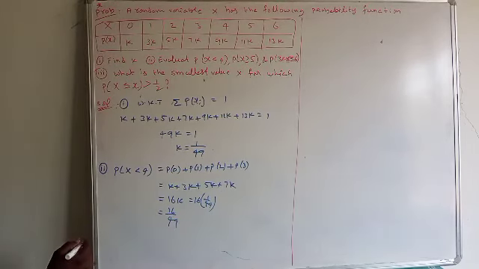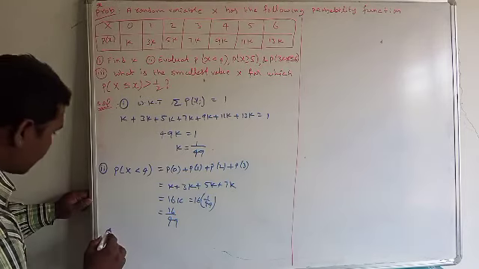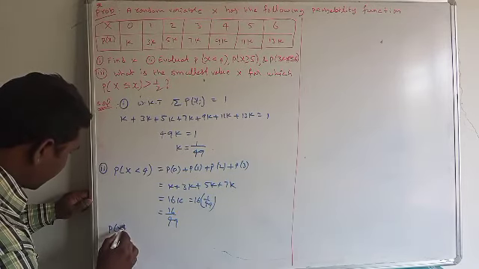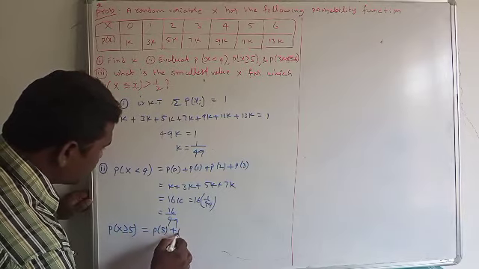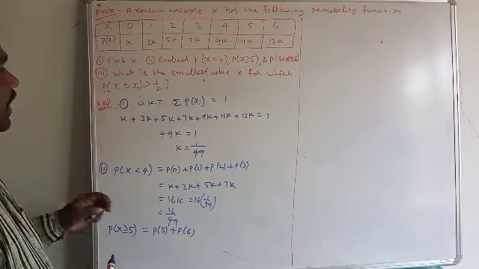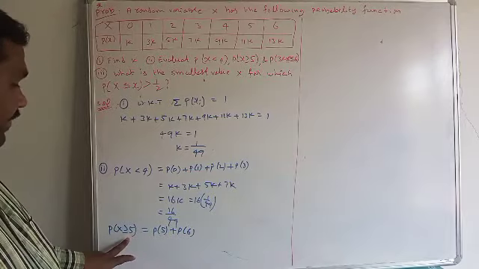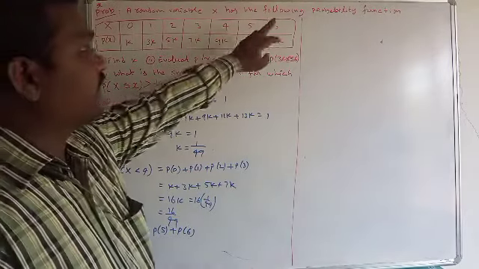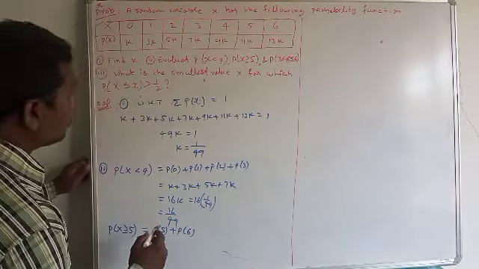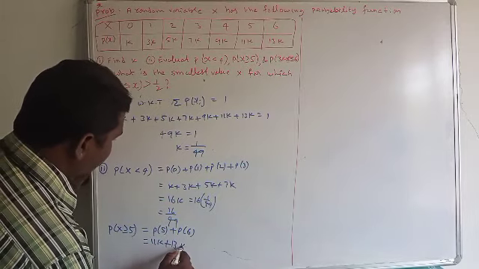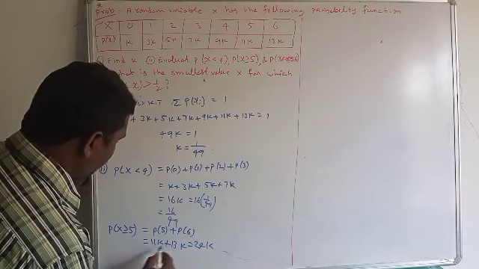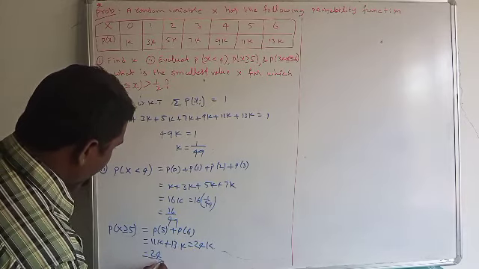Next, we have to find probability of x is greater than or equal to 5. Probability of x is greater than or equal to 5 means probability of 5 plus probability of 6. That's all. Greater than or equal to 5, so 5 is included. 5 and 6 are in, and 5 comes as 11k plus 13k. This is equal to 24k, and that is 24 by 49.